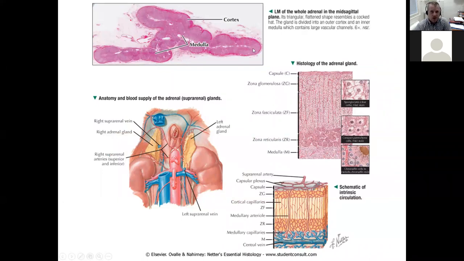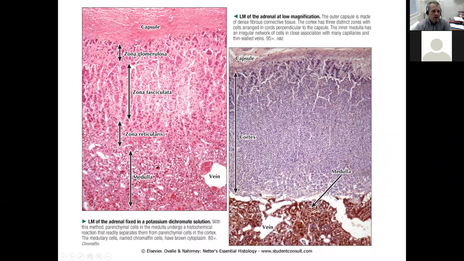I go back to the histology, and this time for the adrenal gland, we can see that there's the cortex, and inside we've got the medulla as a sandwich structure. I go to the pictures. Yes. Here is the fibrous capsule, and here is the cortex, and this is the medulla. If you use other staining methods with more contrast, you can see that the cortex stains differently from the medulla with the salts of chrome. That's why the medullary cells are called chromaffin cells.